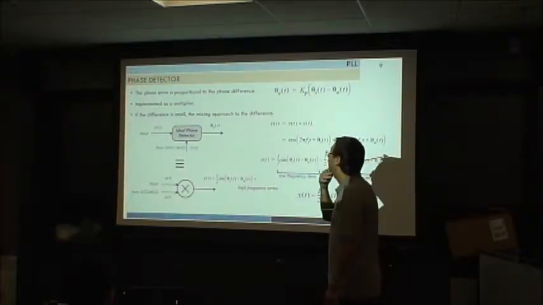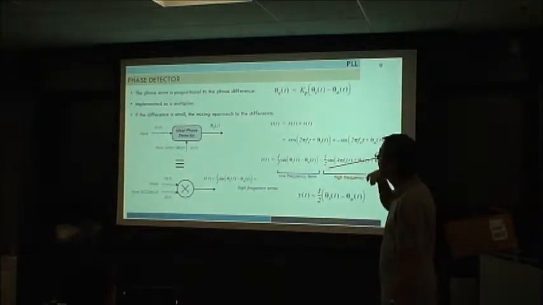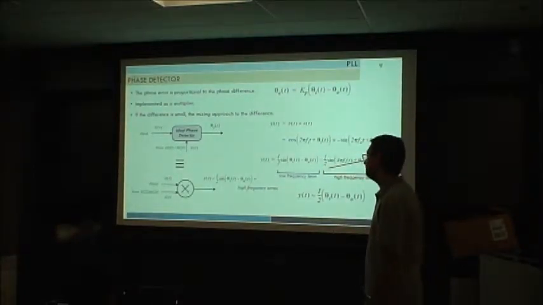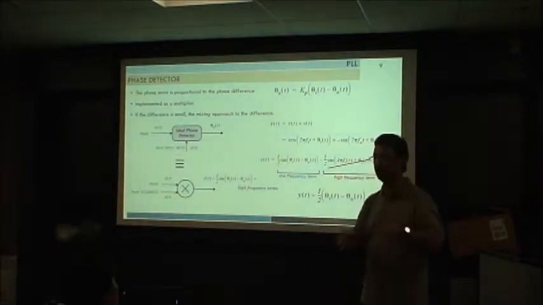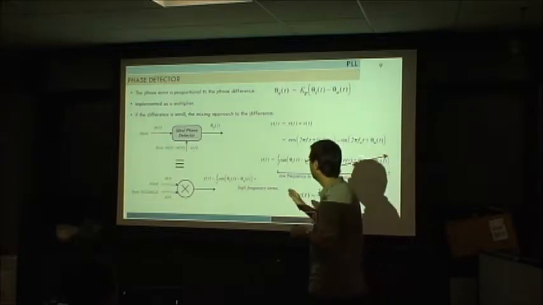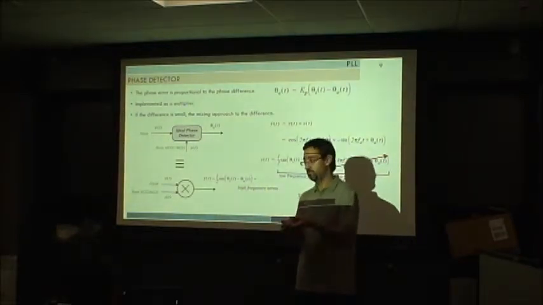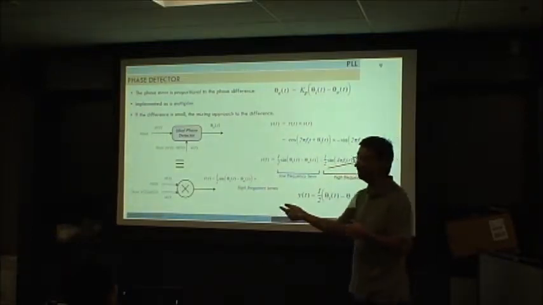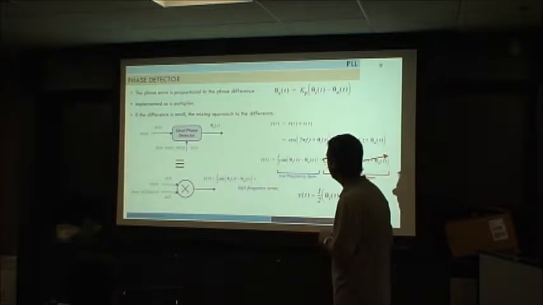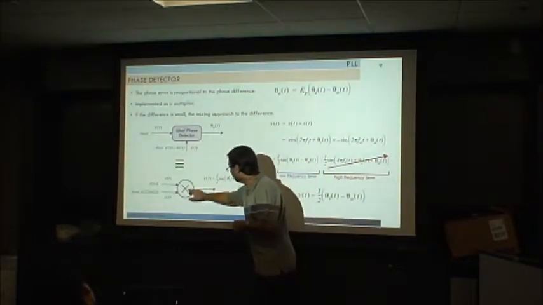As I said, the phase error is proportional to the phase difference. So remember that. Usually in digital, this is implemented as a multiplier, but in the physical world you can implement this with a mixer. If you have a mixer and you mix the two signals, at the output you will have the phase difference of those two signals. So what happens when you mix these two signals?